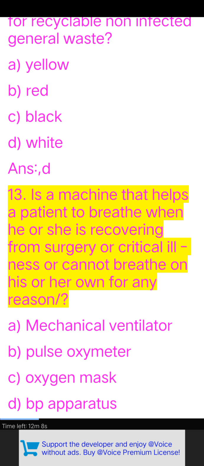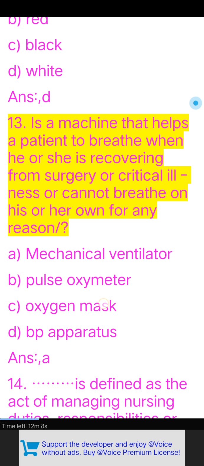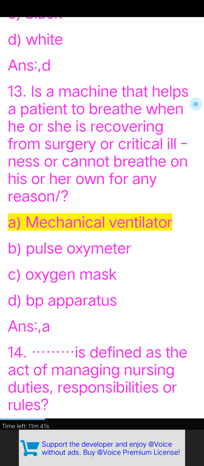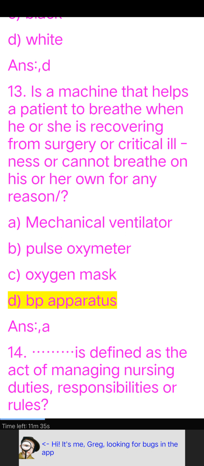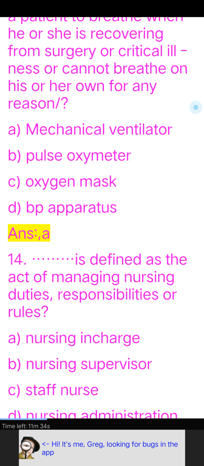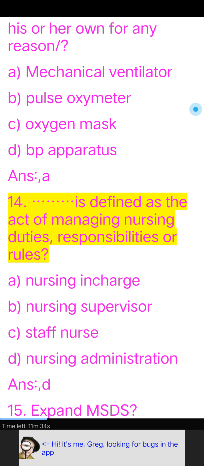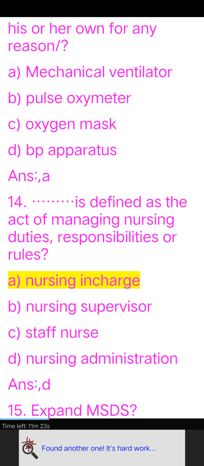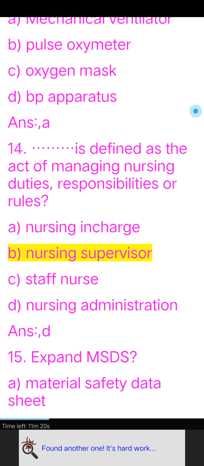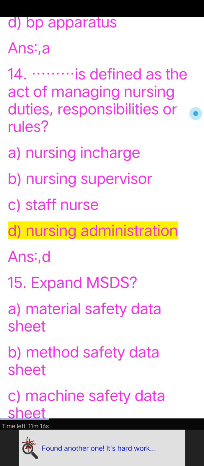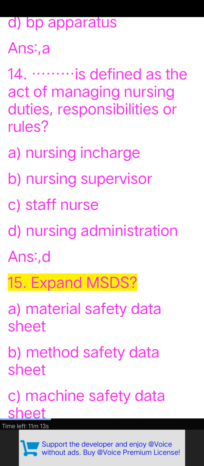13. Is a machine that helps a patient to breathe when he or she is recovering from surgery or critical illness or cannot breathe on his or her own for any reason. A. Mechanical ventilator. B. Pulse oximeter. C. Oxygen mask. D. BP apparatus. Answer. A. 14. Dash is defined as the act of managing nursing duties, responsibilities or rules. A. Nursing in charge. B. Nursing supervisor. C. Staff nurse. D. Nursing administration. Answer. D.